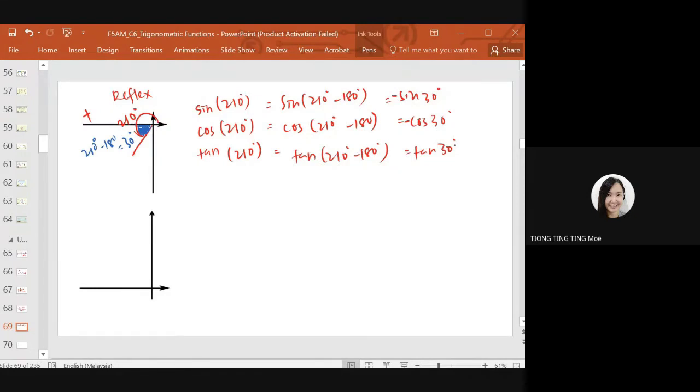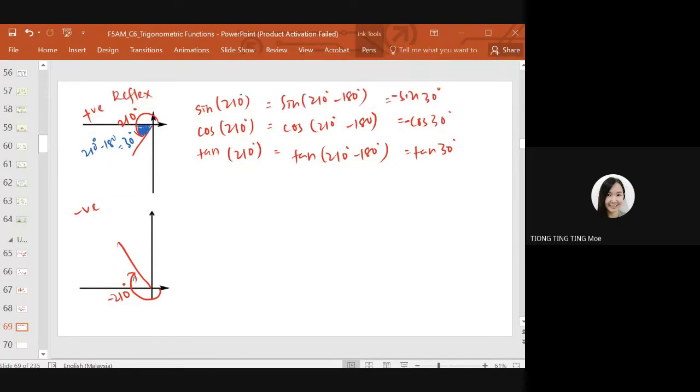Okay, it will become negative, negative, then positive. So from here, it's very easy for you to remember. So now we go to the negative. Let's try negative 110. Okay, negative 110 will go to here. Okay, negative 210. Negative 210.